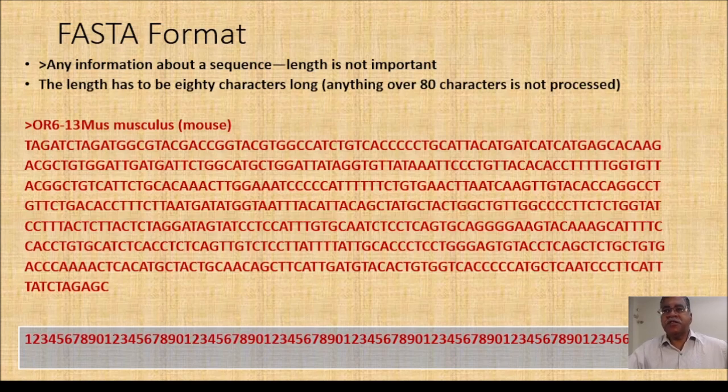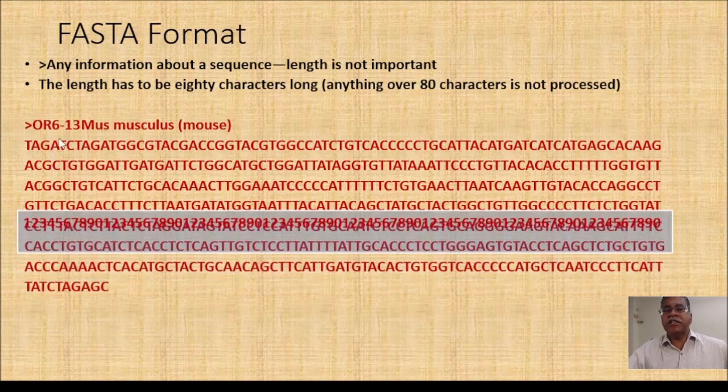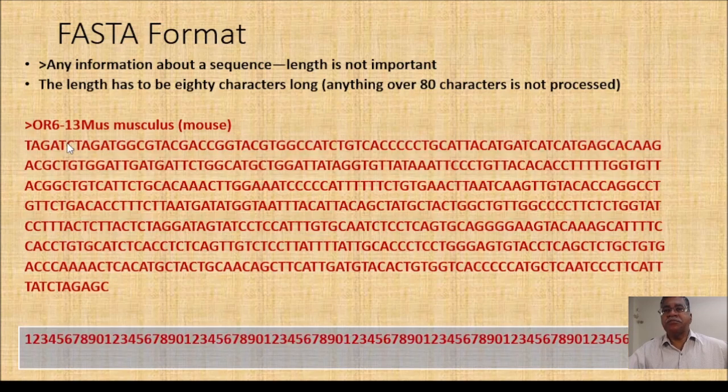Okay, so the FASTA format is what you see in front of you right here. So again, the information about the sequence, the length is not important, but the sequence lines have to be 80 characters long. This is very, very important, because you can see here, that's 80 characters. So let me go back one step. Now, the first line of a particular sequence, and you can have millions of these in the same file, and the file can be called FNA, FSA, FAS, .fasta, any of these, the software will be able to understand what the format is.